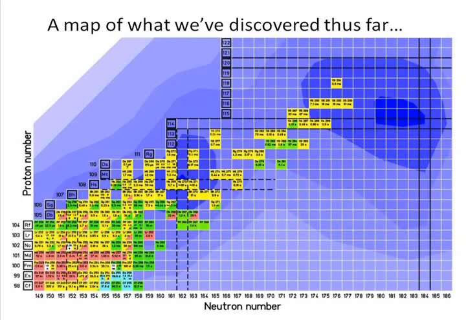This map shows the discovered elements on a plot of proton to neutron numbers. It deviates from the 1-to-1 ratio observed in lighter elements. Just beyond the area of known elements lies the much anticipated and theorized island of stability.